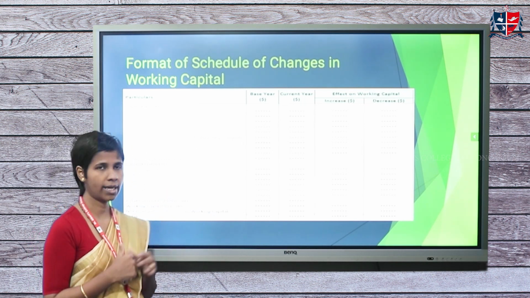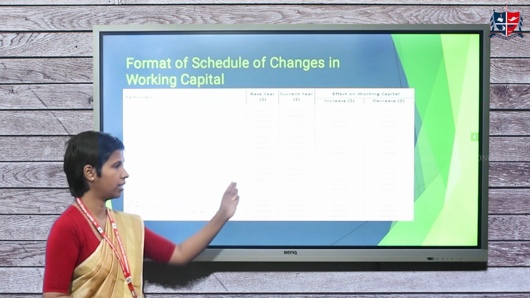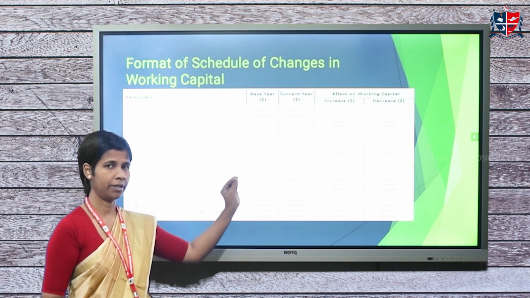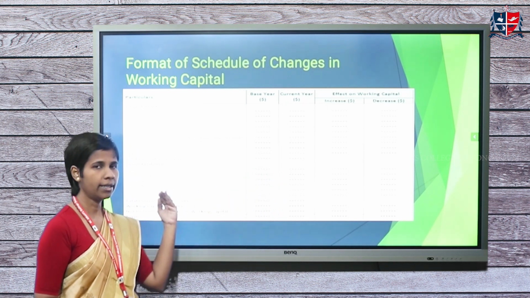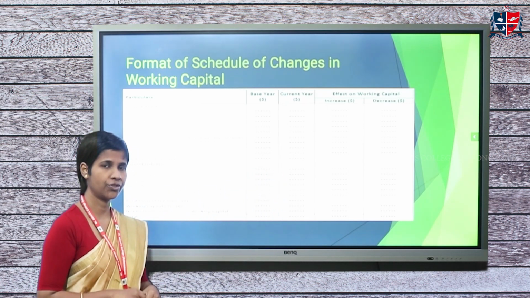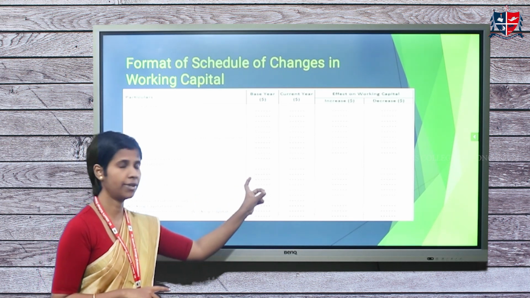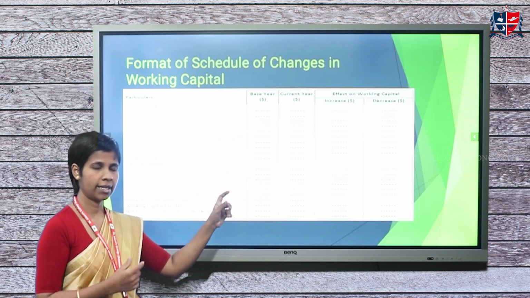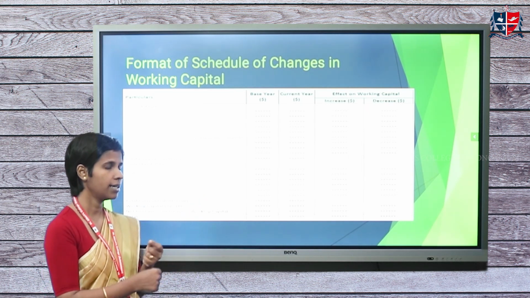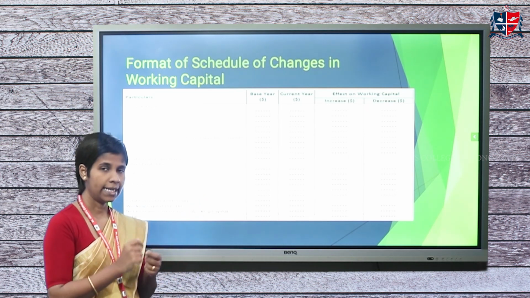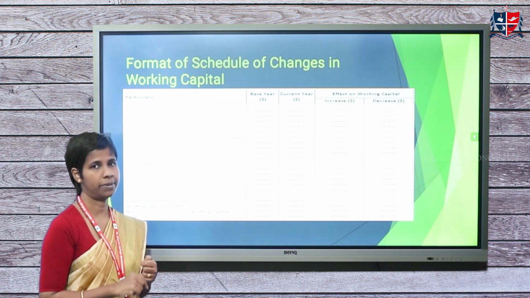With regard to current liabilities, we write down all the current liabilities here, with the previous year amount and current year amount in the respective columns. Then we analyze these changes. If the current liabilities figure has increased when comparing the previous year with the current year, what we learned is that an increase in current liabilities decreases the working capital.